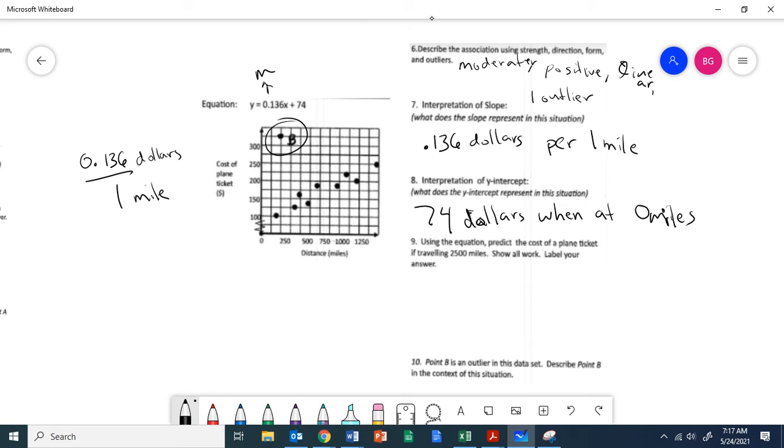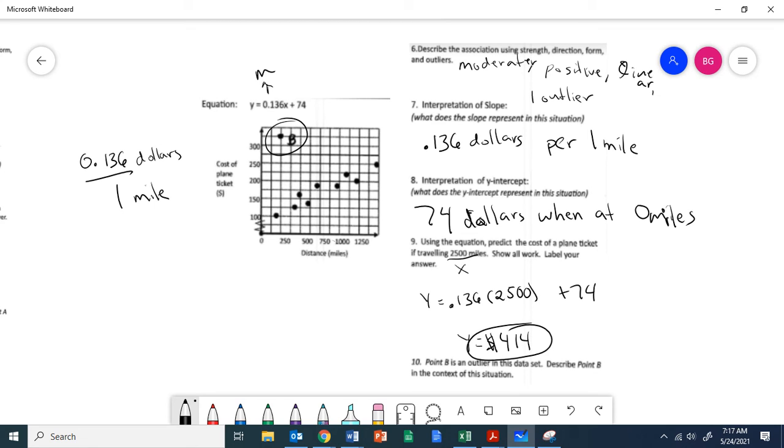Use your equation to predict the cost of a plane ticket if traveling 2,500 miles. Show your work, label your answer. Try this one out now for me. All right, so we're going to put 2,500 in for x. So I'm going to go y equals 0.136 times 2,500 plus 74. We're going to type all that in, and we're going to get an answer of 414, and don't forget your label, dollars.